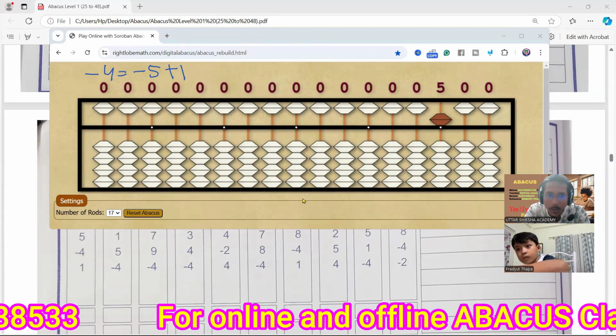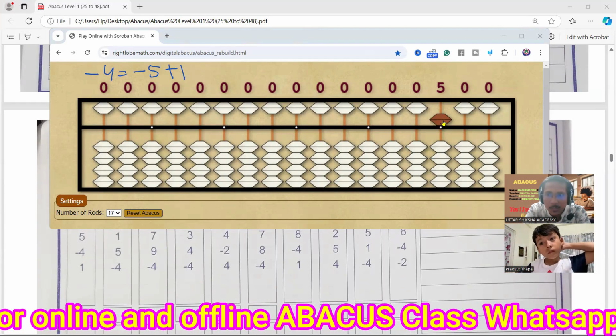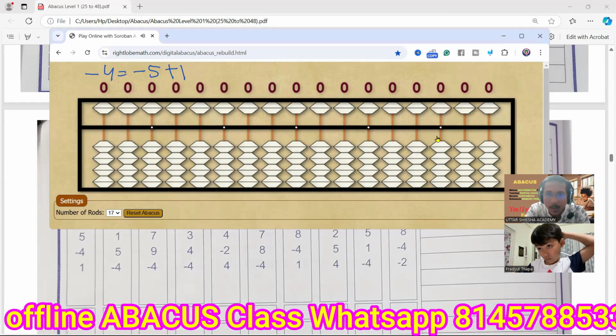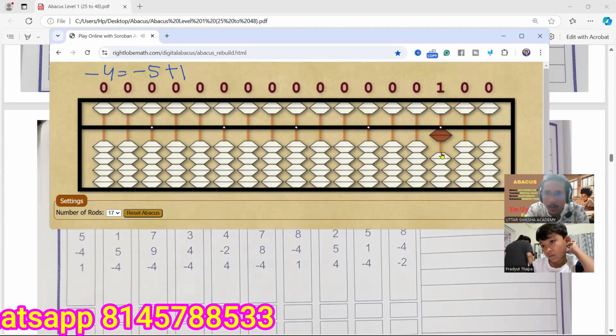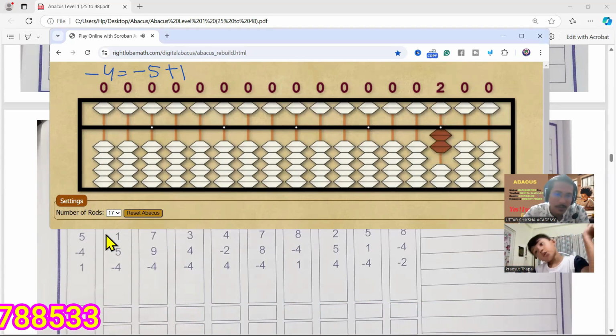So minus 4 now we have to do. So to do this, first we will do minus 5. This is minus 5 and then plus 1. So minus 4 is completed. Then again 1. So yes, the answer is 2.